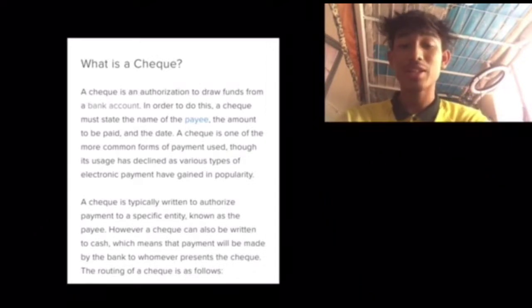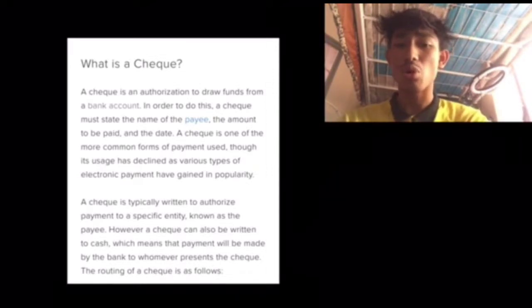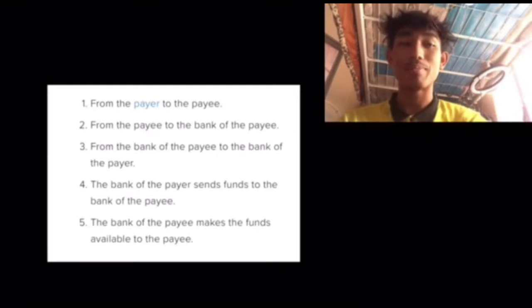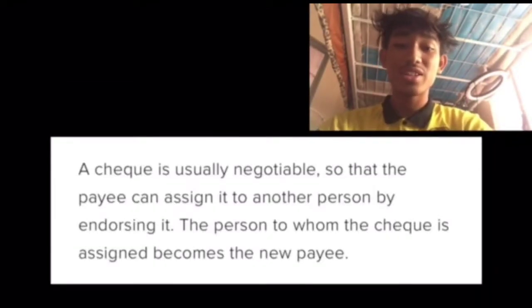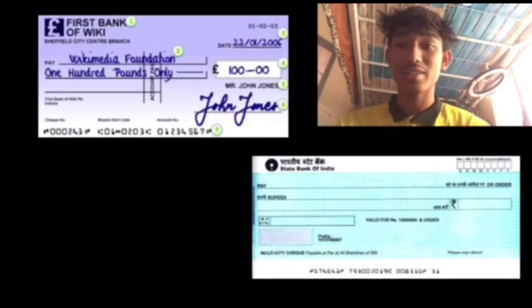A cheque is typically written to authorize payment to a specific entity known as the payee. However, a cheque can also be written to cash, which means that payment will be made by the bank to whomever presents the cheque. The routing of a cheque is as follows: from the payer to the payee, from the payee to the bank of the payee, from the bank of the payee to the bank of the payer. A cheque is usually negotiable, so that the payee can assign it to another person by endorsing. Now we go to the example of the cheque. Alright, this is the example of the cheque.